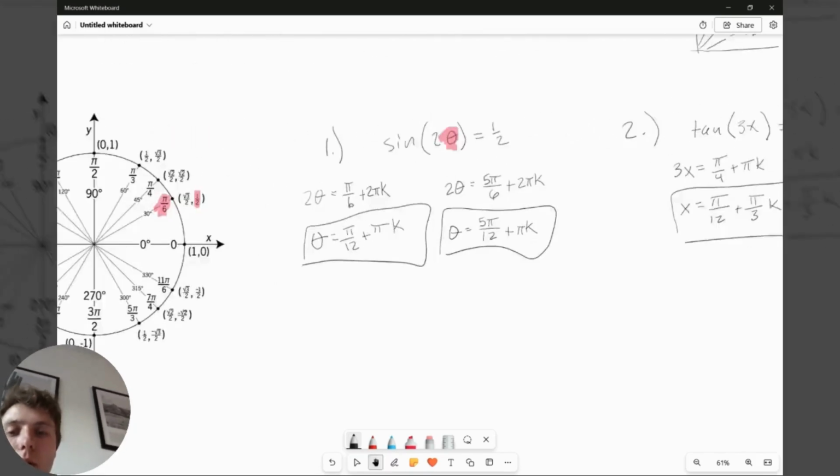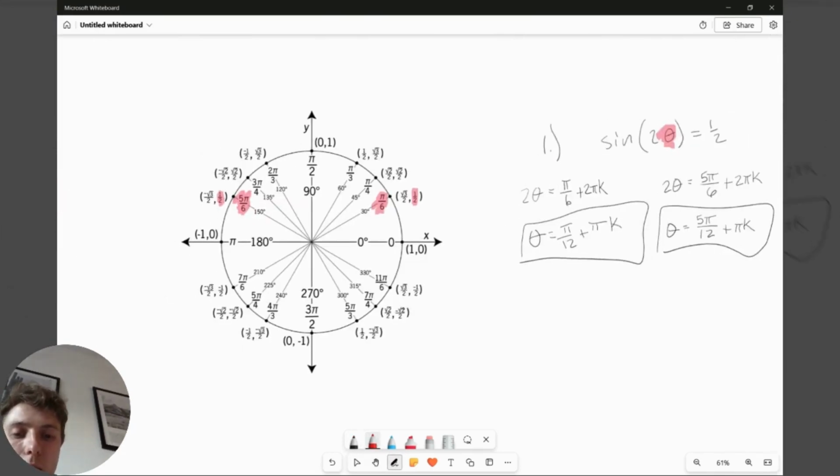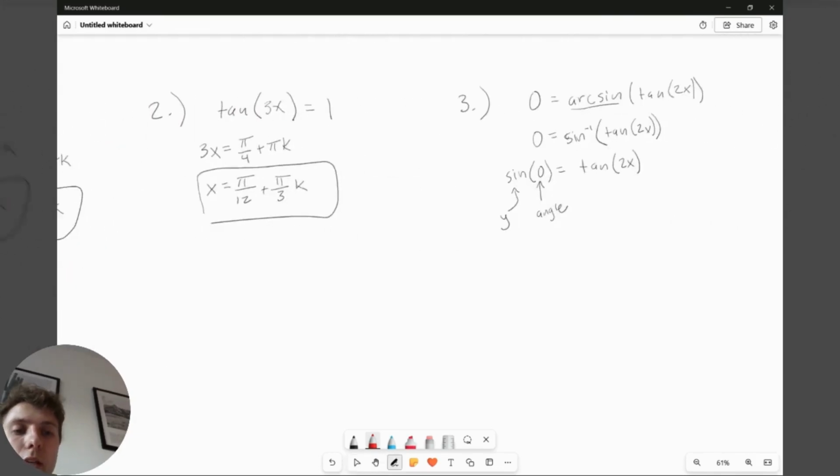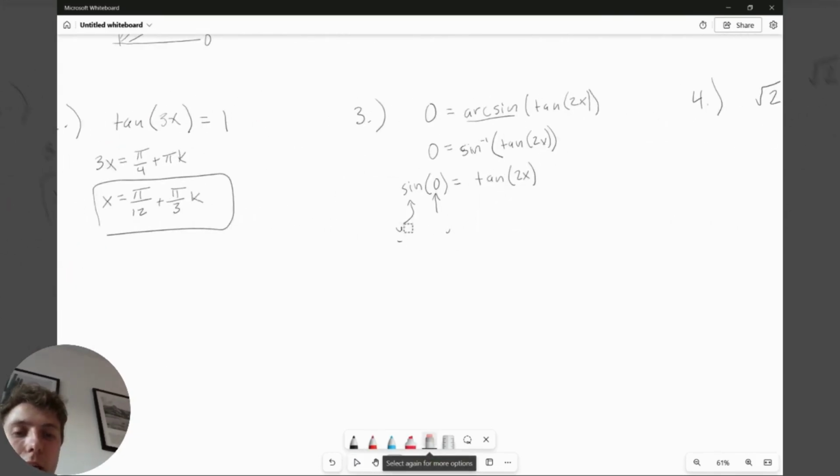So you could go to your unit circle if you need. What is the y value at an angle of 0? And that looks like 0. So, okay, when we end up evaluating here, be careful, make sure you're paying attention to whether you're finding an angle or if you're finding a coordinate value. In that case, we were finding a coordinate value.